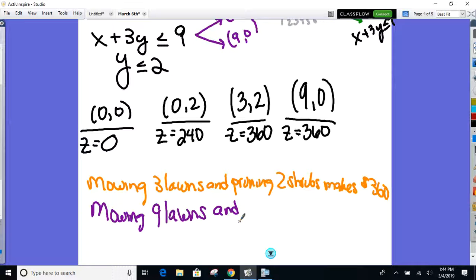Benjamins. Mowing 9 lawns and pruning 0 shrubs makes $360. Bread. Yeah.